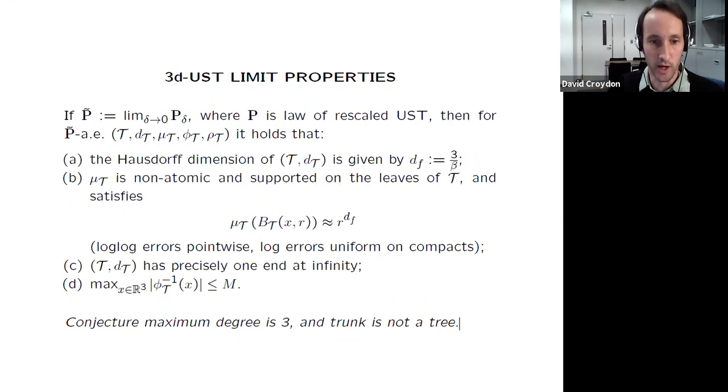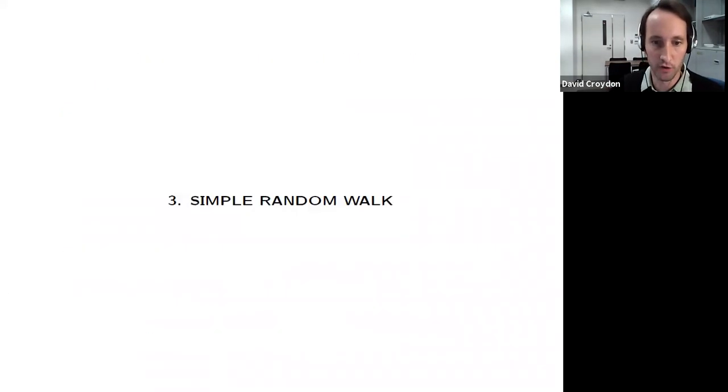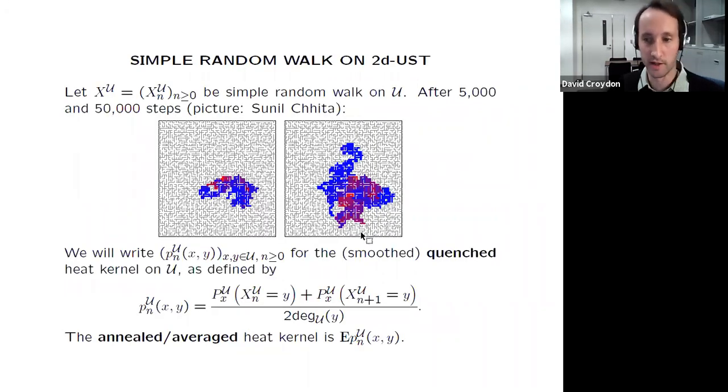Just to finish, in the last 2 minutes, I want to say a very brief word about the simple random walk, because, like I say, this was the motivation for this story. We have a connected graph, so we can easily run discrete time simple random walk on this space. This picture here shows the range after 5,000 steps on the left. I think the red vertices are the vertices visited the most, the blue ones the least. And this is the same picture after 50,000 steps on the right.